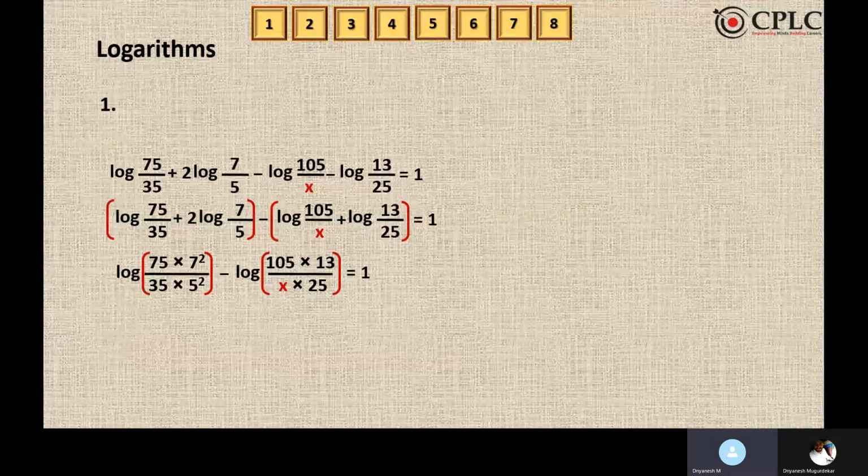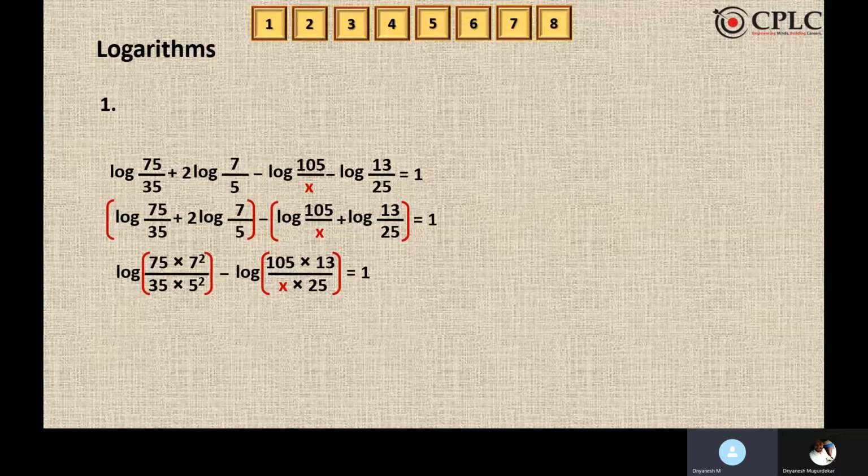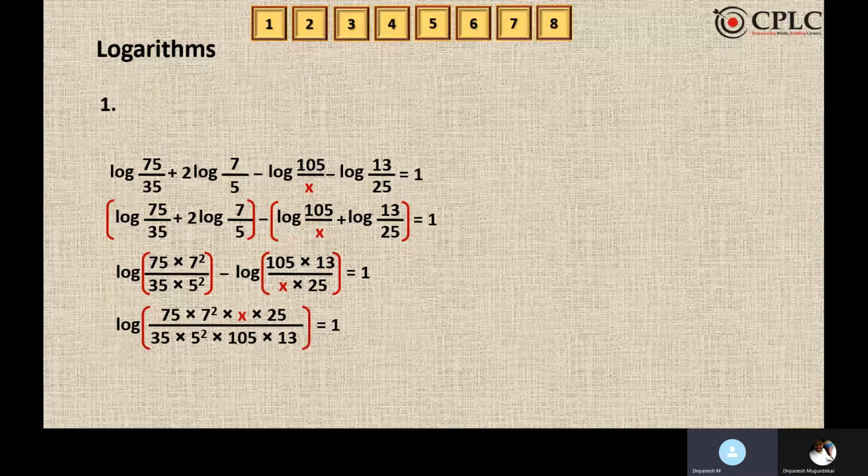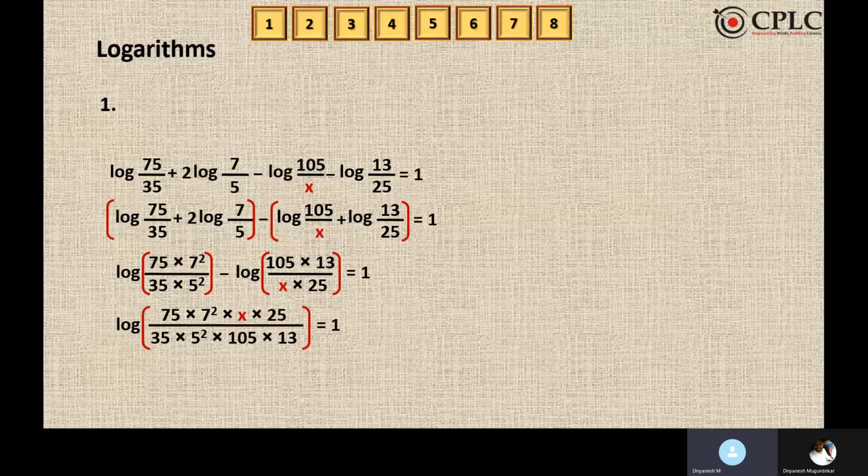And now what we have is log a in the first bracket minus log b in the second bracket. So for addition, if we are going to multiply the terms, then obviously for subtraction, we should divide them. So log of a minus log of b is log of a upon b. So all we need to do is divide this and cancel out the common multiples from both numerator and denominator.